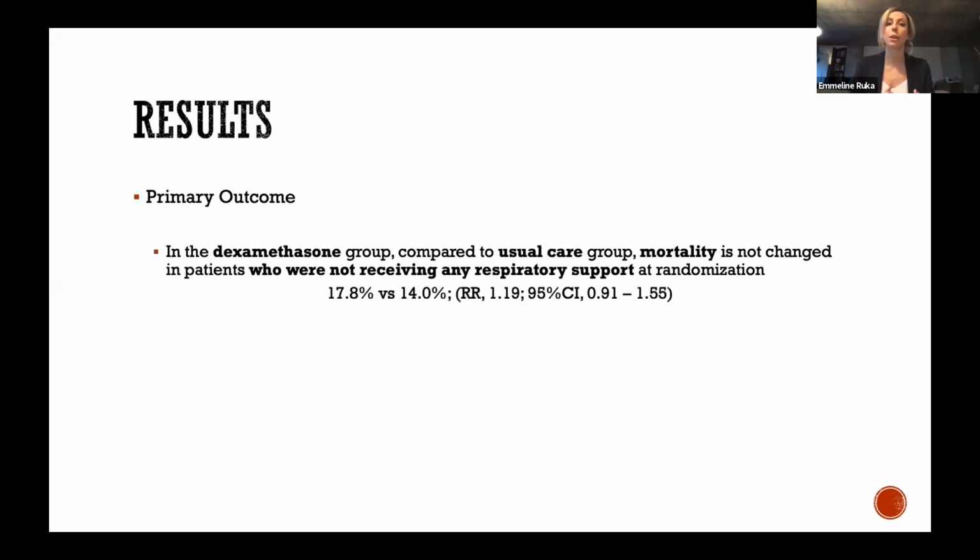However, if you look at the patients who are not receiving any oxygen, so the healthier ones, there was no difference in the two groups, whether you receive DEX or not.